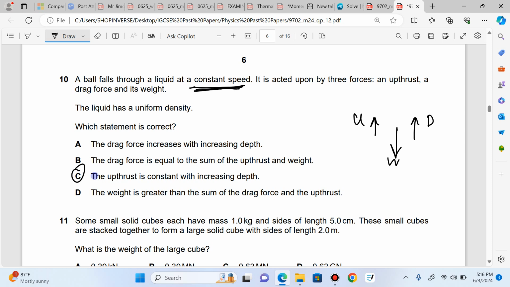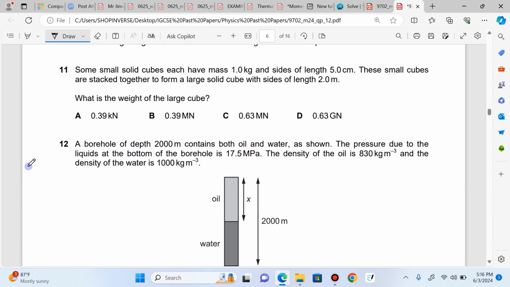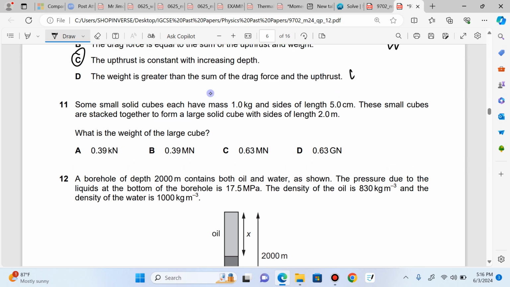We go to question number 11. Some small solid cubes each have mass 1 kilogram and sides of length 5 centimeters. These small cubes are stacked together to form a huge solid cube with sides of length 2 meters. What is the weight of the large cube? You know, weight is equal to mass times gravity.